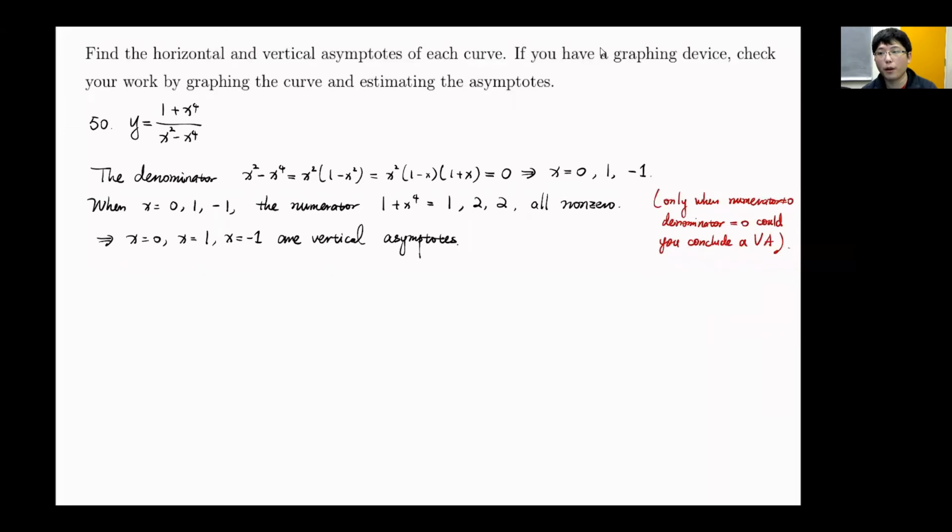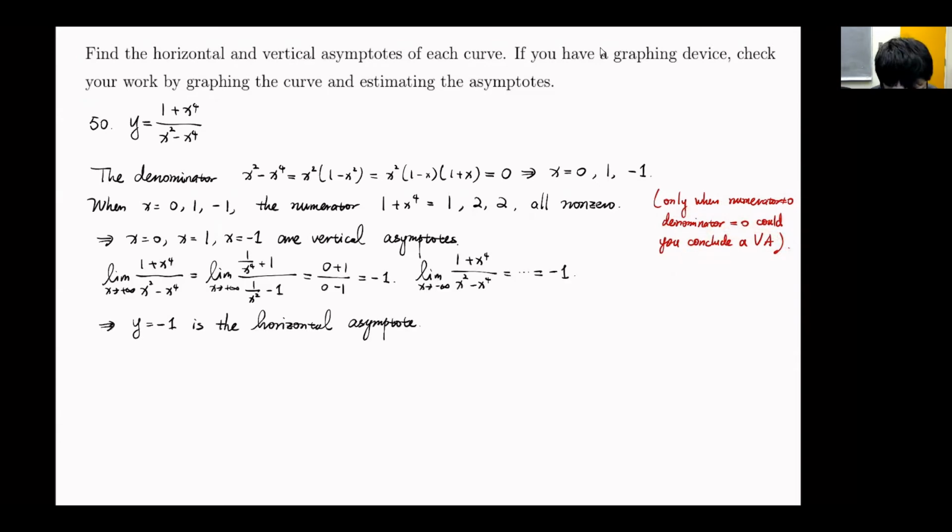I hope that the previous example emphasizes my point that only when the numerator is non-zero and the denominator is equal to 0 could you conclude a vertical asymptote. The horizontal asymptote is considerably easier, so I will just go over the solution very quickly. All you need to do is look at the limit at infinity and the limit at minus infinity. You compute it using the drills we introduced in class, dividing both top and bottom by the highest power of the denominator, which happens to be x to the 4th.